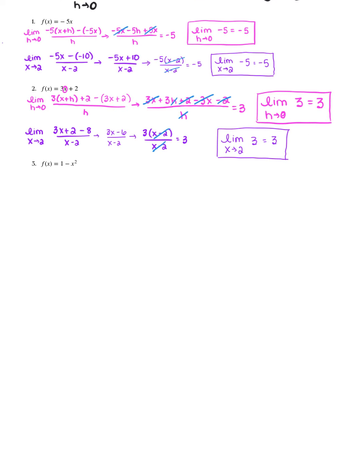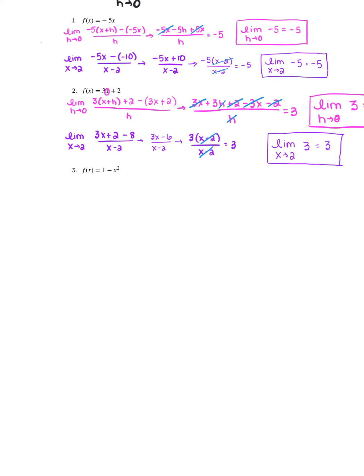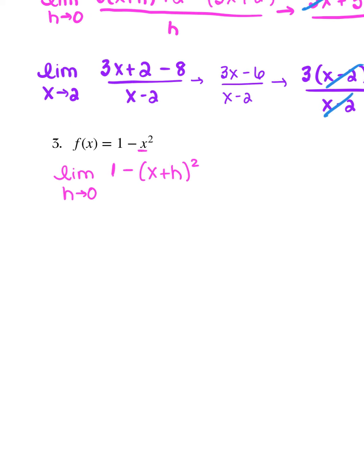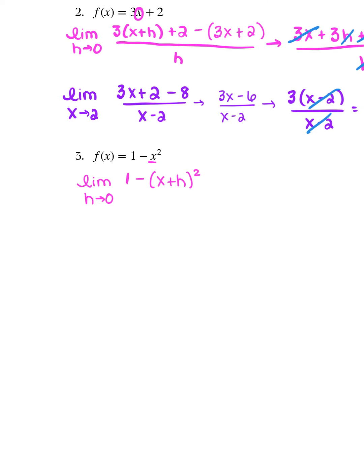Okay, let's do a slightly more complex one. This one gets into some crazy factoring and stuff here. So f of x equals 1 minus x squared. I'm going to start again with the original limit definition. So I am doing the limit as h approaches 0 of f of x plus h. So watch what this is going to look like. 1 minus, and then in place of the x, I'm putting an x plus h, and then there's the square on the outside. So that expression that I just wrote is f of x plus h.